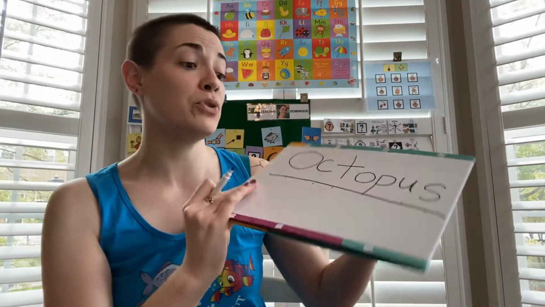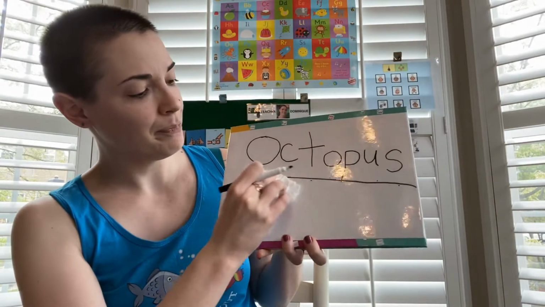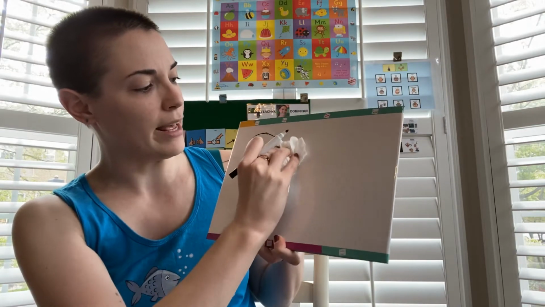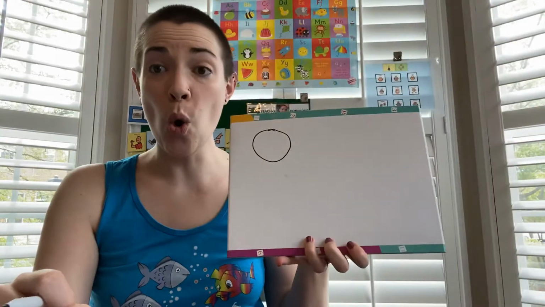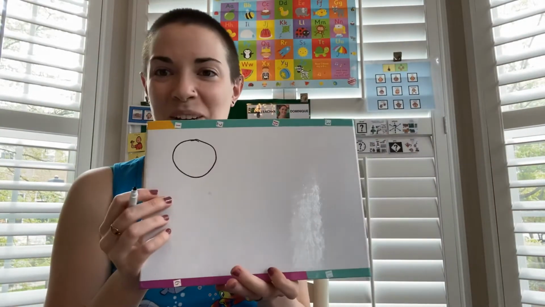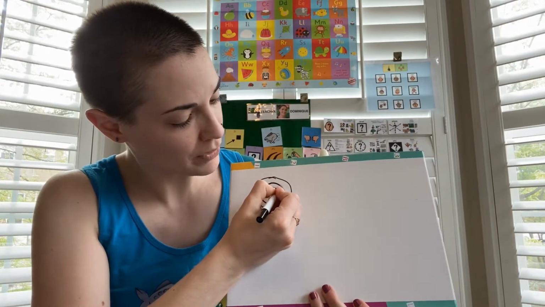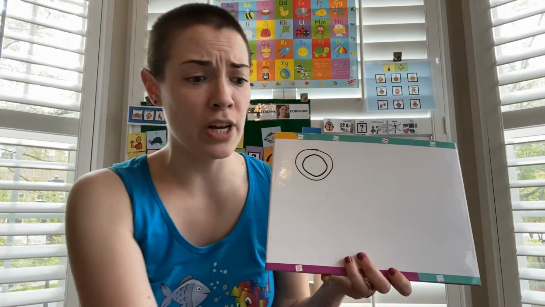Now, this is the most fun. I'm actually going to erase most of our word. Look, I'm only going to leave the first letter. What letter is that? O. And look what I'm going to do. I am going to turn the letter O into my favorite ocean animal.